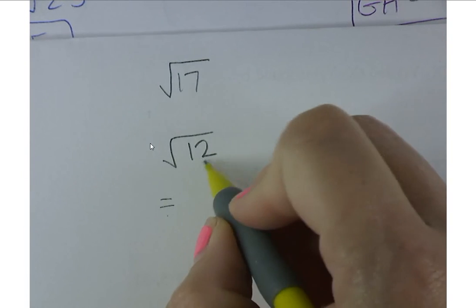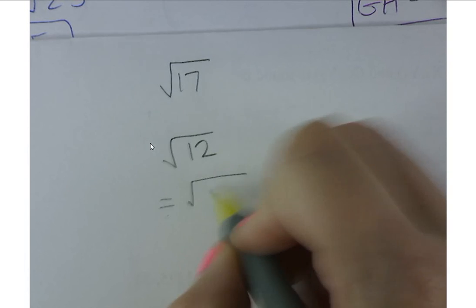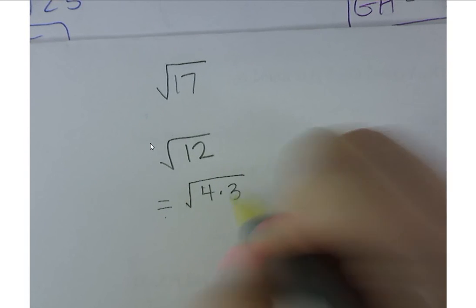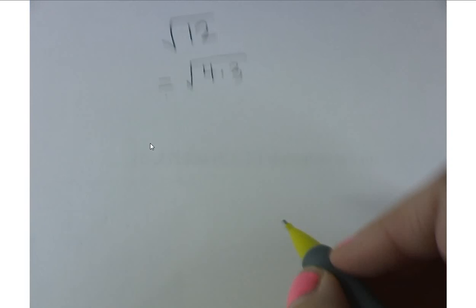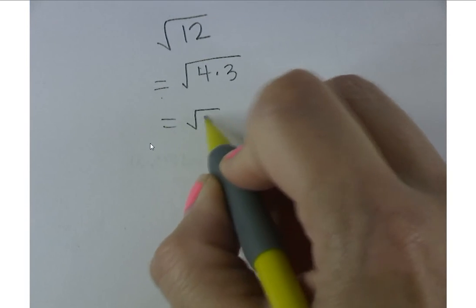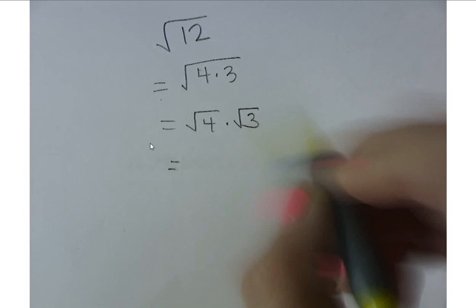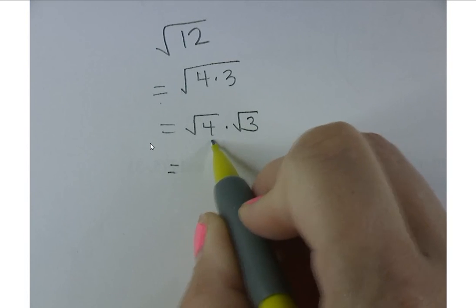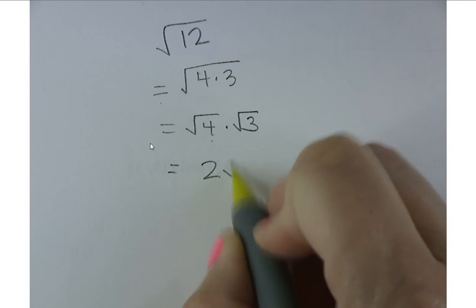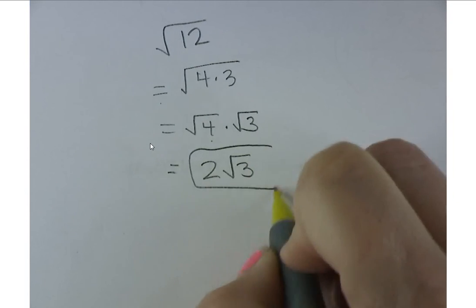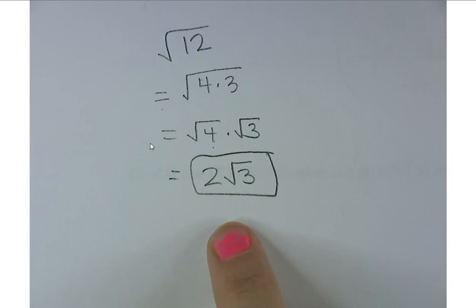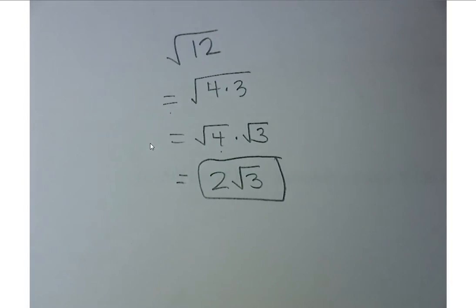You can split it up into this. So isn't 12 4 times 3? Yeah. So then what I can do is I can split this up into the square root of 4 times the square root of 3. Now that's helpful because what's the square root of 4? 2. So I have 2 square root of 3. So we'll be working on that later on. When you get to algebra 2, you'll be working on that as well.